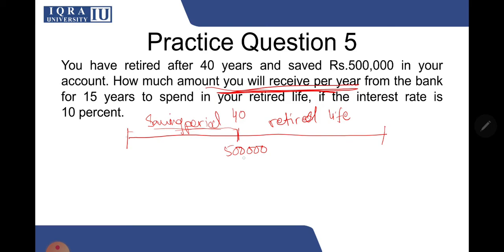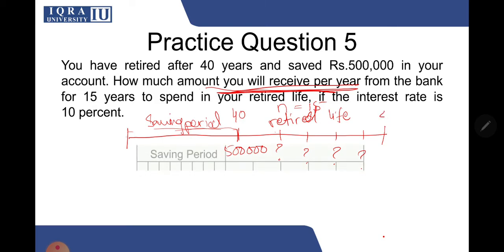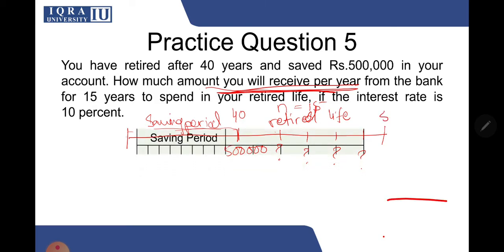Now tell me how much you will receive per year from the bank. So how much will you receive per year from the bank for 15 years? Okay, so your N is 15 for 15 years. So 40 plus 15 means till you are 55 years old.